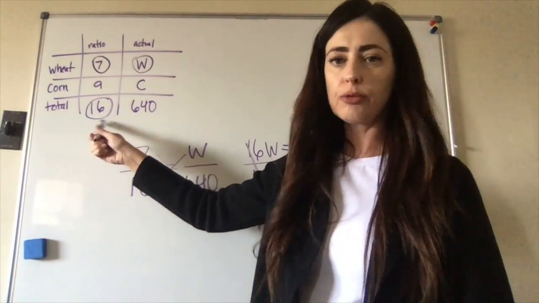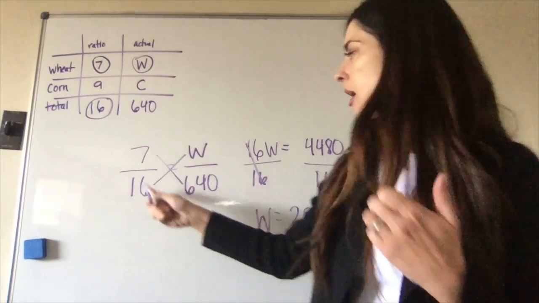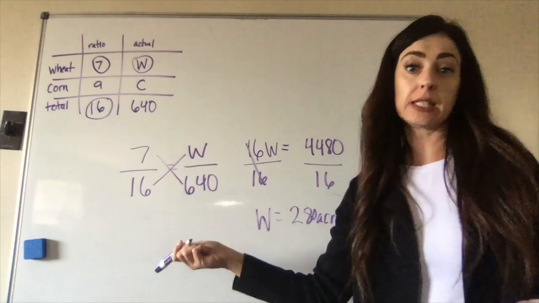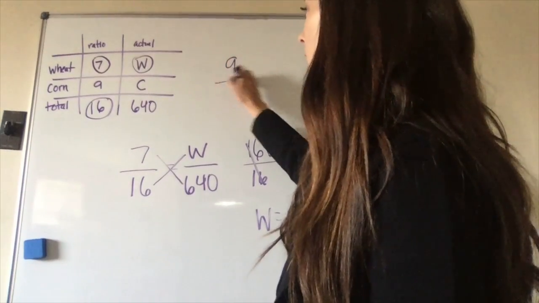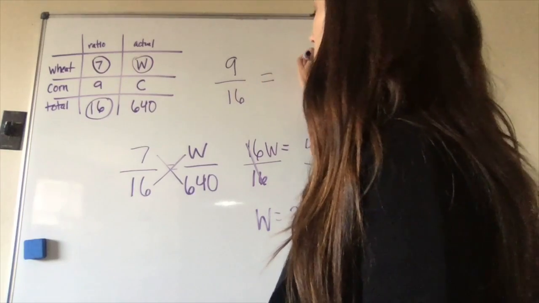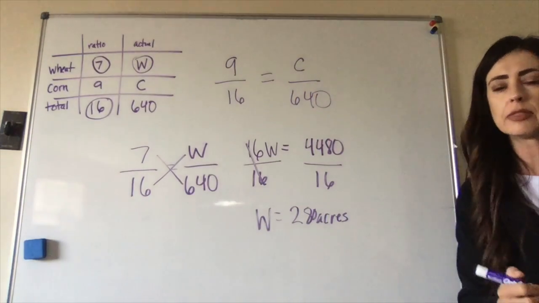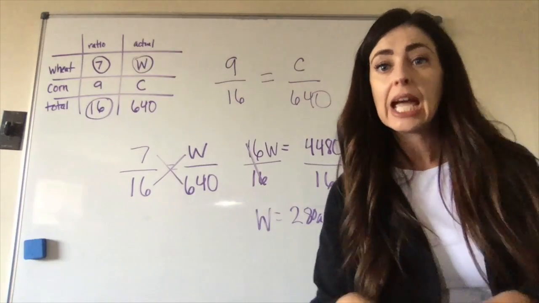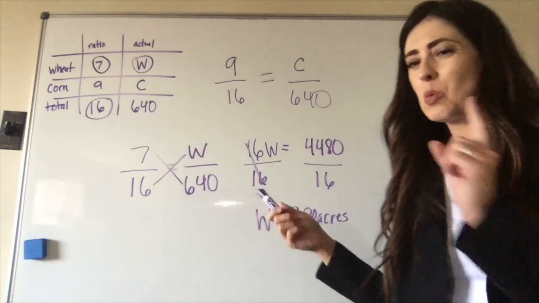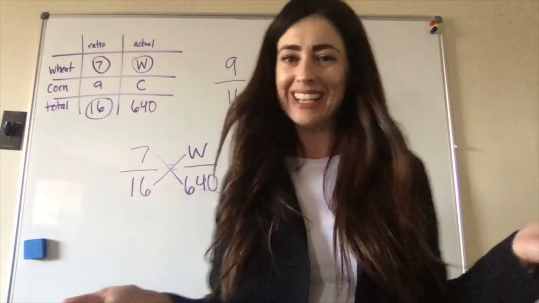So remember, take notes, okay? Fill in your total for the number of units that it's being broken into, and then set up your proportion based on what they're asking for. If they would have asked us for corn, our formula would have been 9 over 16 is equal to C over 640, right? And then we would have used the same method of cross multiplication, isolating the variable using inverse operations, and then getting our answer. Remember, word problems need words in the answers. That was lesson 100. Hope you had fun.